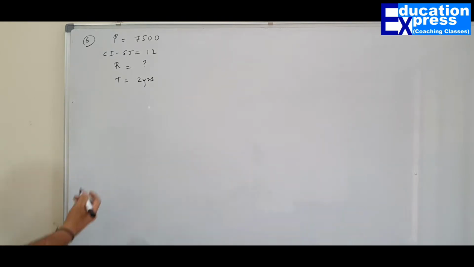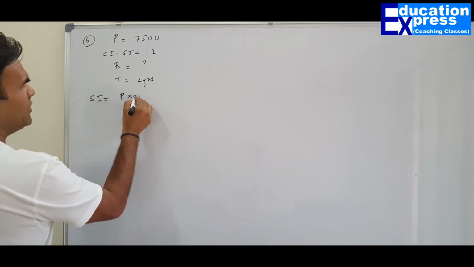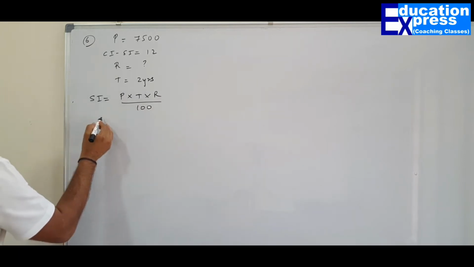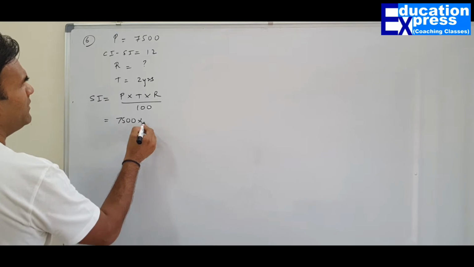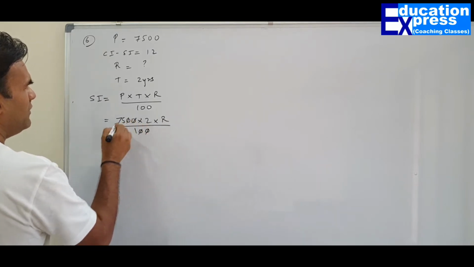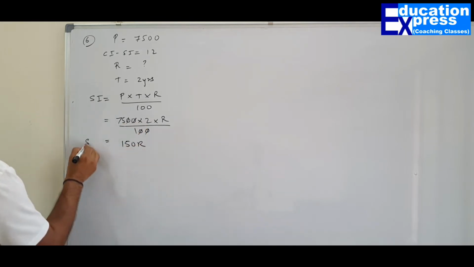So what do we do? First find out SI. SI is P into T into R upon 100. We don't know the SI, but we know 7,500. Time is available with us, 2 years. R will remain R upon 100. So 150 R. This is my SI.